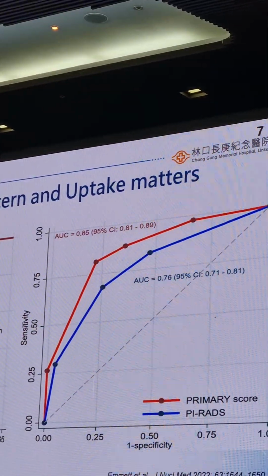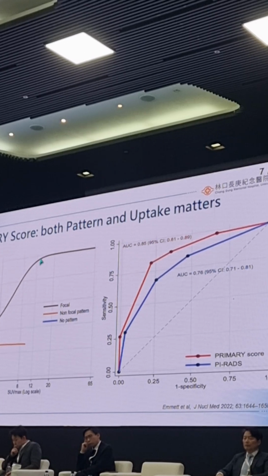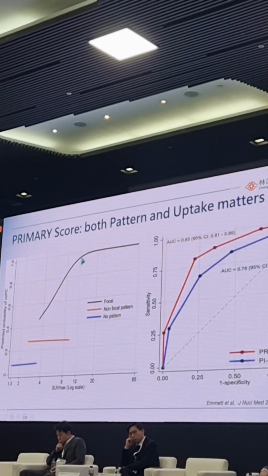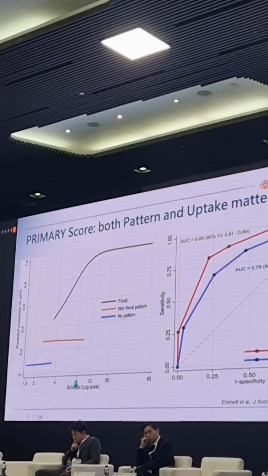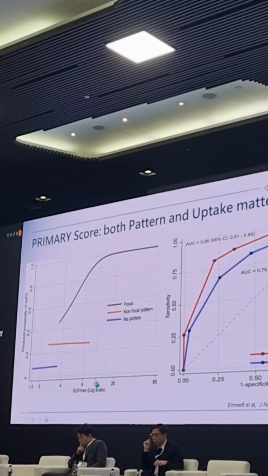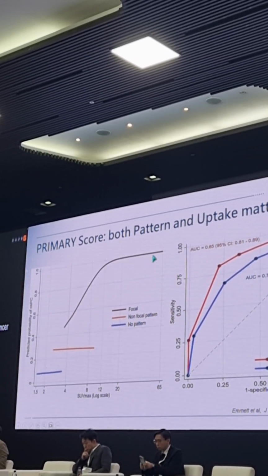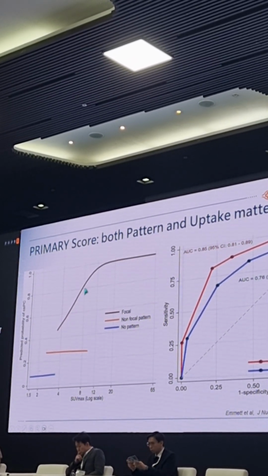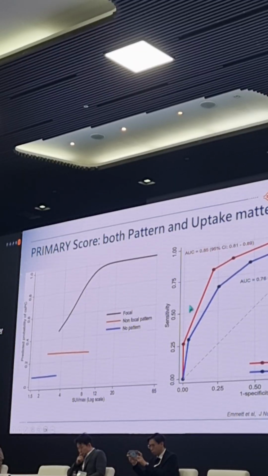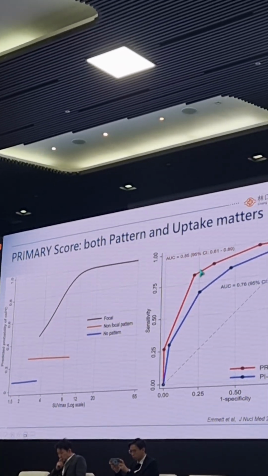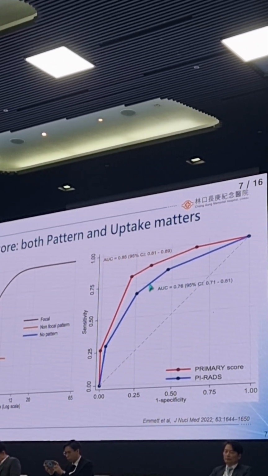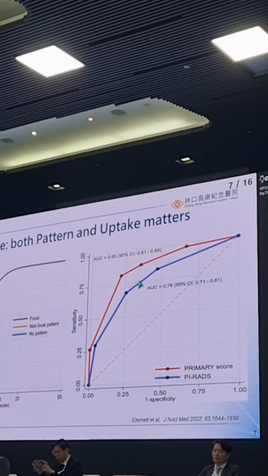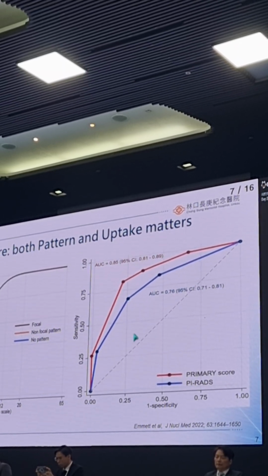When we do a ROC analysis, as you can see, the focal pattern and the increased SUV and PSMA uptake increase the prostate cancer risk. And when we compare this scoring system with PI-RADS, this system shows slightly better performance as compared to the PI-RADS scoring system.